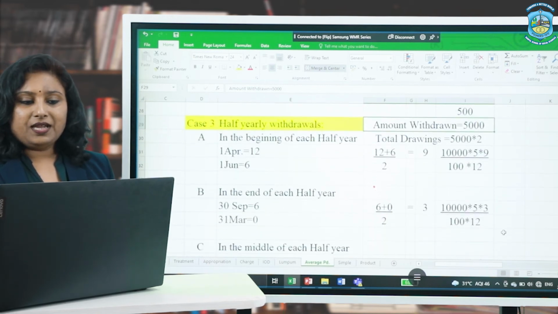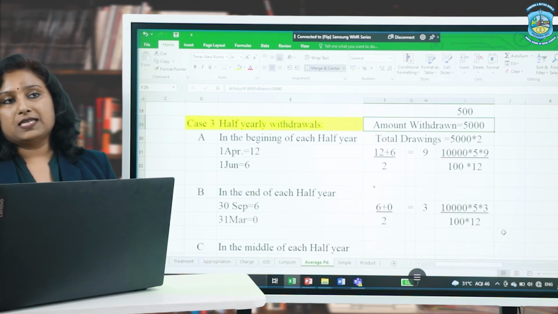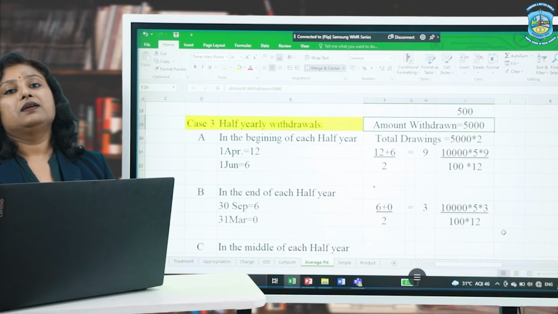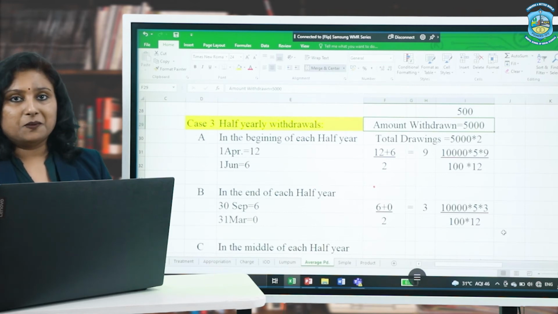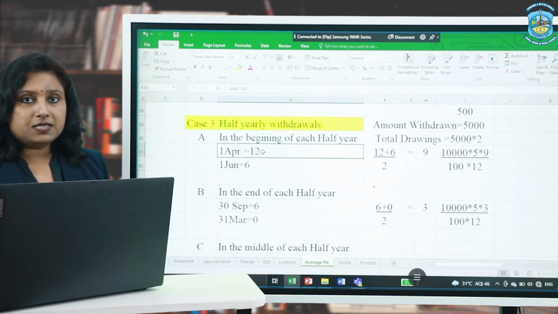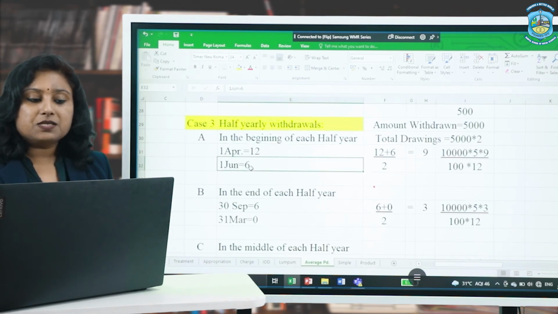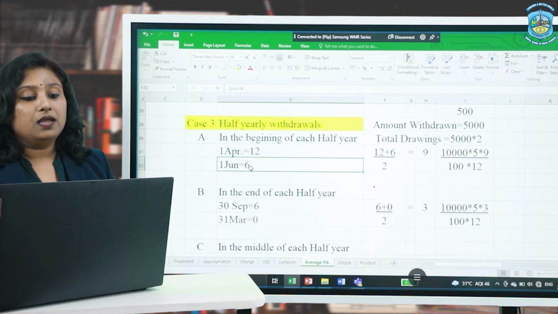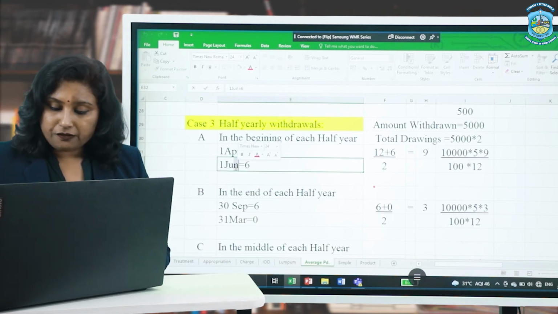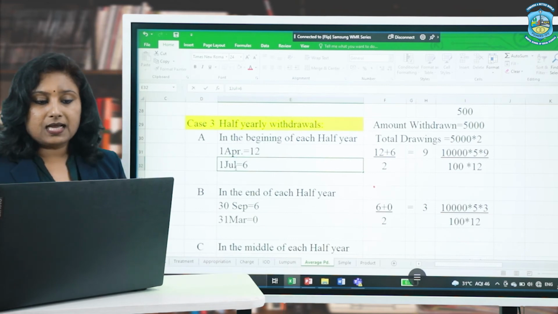And just the same way it will be done for half yearly withdrawals as well. That is beginning of a half year, end of a half year and middle of the half year. Let's quickly see. Beginning of half year will be 1st April and the next beginning of the half year will be on 1st of July.